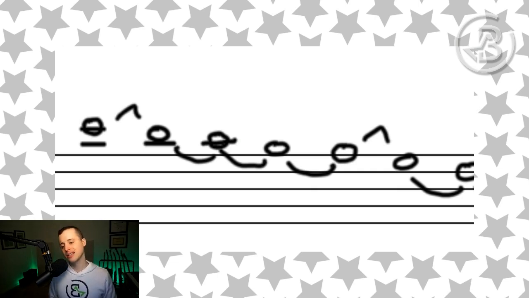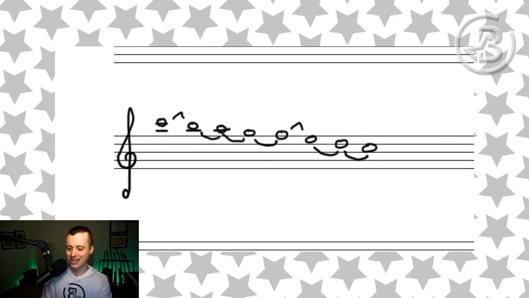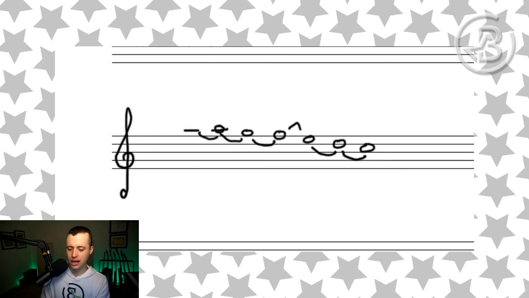And then from B to C, remember there's no sharps or flats between B and C, so they are direct neighbors on the full musical alphabet, and that right there is a half step. Great, so that's how you write a descending C major scale.